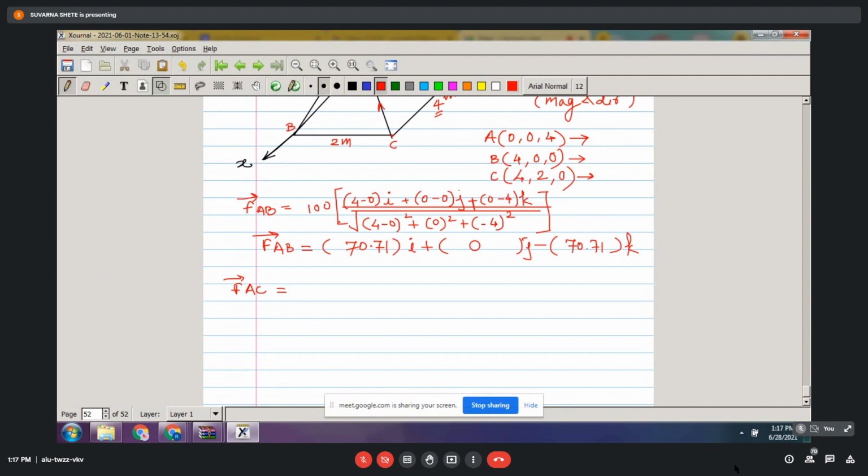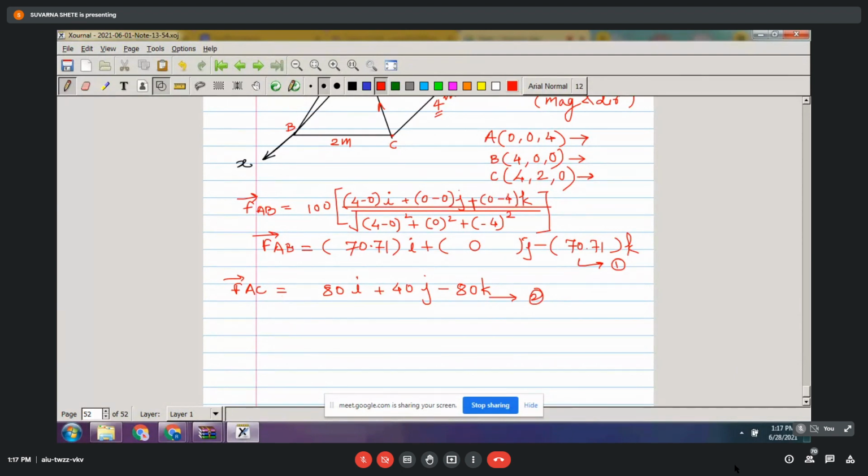80 i plus 40 j minus 80 k. 80 i is correct. 80 i plus 40 j and minus 80 k. Are you getting this value? Yes, ma'am. Now these two equations are for two vectors.